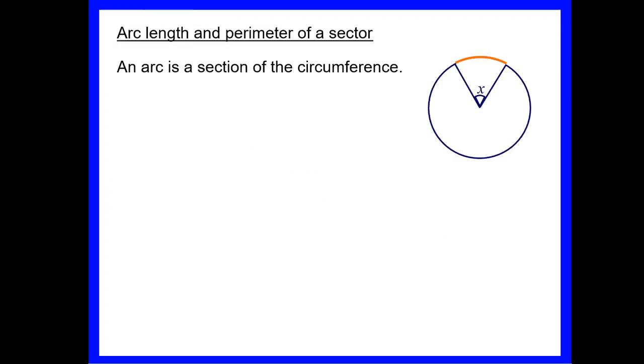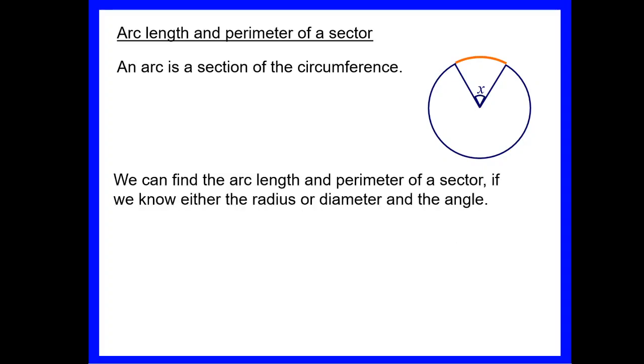Okay, we're going to move on now then to look at arc length and perimeter of a sector. So an arc is a section of the circumference. So here in orange we've got an arc. Now remember, an arc can be small like this, or it can be really large. It can go all the way around till nearly back at the beginning. So as long as it doesn't join back up to the beginning, because then it would become the circumference, we call it an arc. We've also got two radii here and our angle x in the middle, making our sectors.